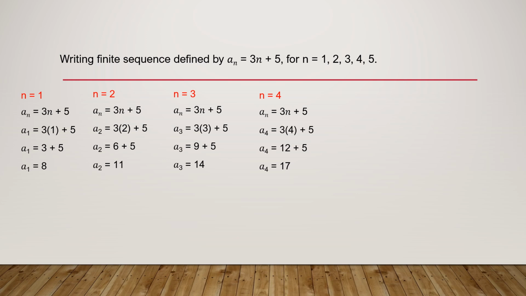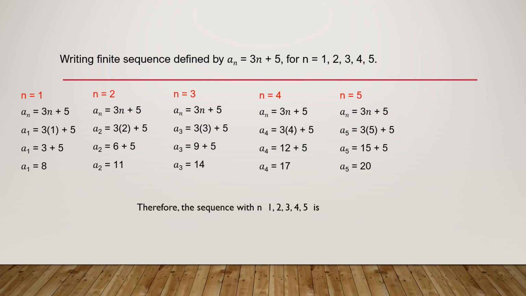Then we look now for the value of n which is equal to 5. So if n is equal to 5, from the given formula there, that is 3n plus 5, substitute n by 5, you will have 3 times 5. So what is 3 times 5? 3 times 5 is 15. So you will add 5. The result will be now 20. So therefore, we can say that the sequence with n from 1 to 5 is 8, 11, 14, 17, 20.